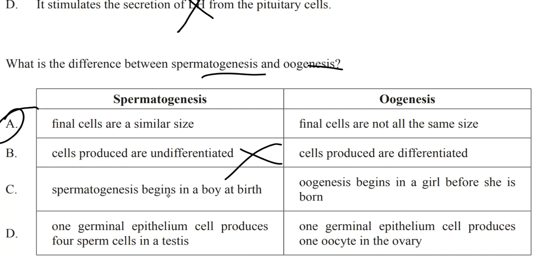Spermatogenesis begins in a boy at birth. That's not true. Spermatogenesis, or sperm production, happens during or after puberty, whereas oogenesis is prenatal, or before a girl is born.